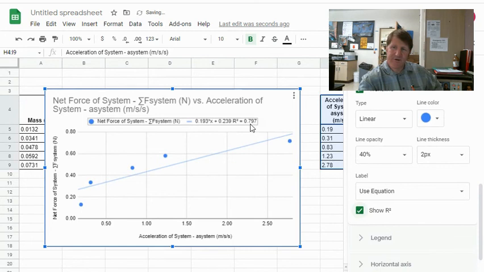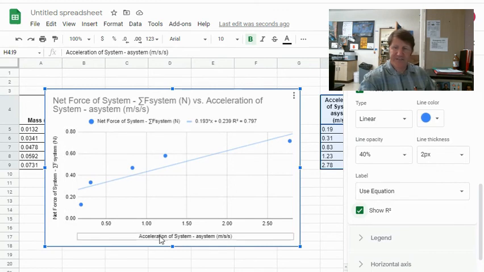My R squared is very poor, 0.797. Yours should be much closer to 1. And then the reason I clicked on use equation is if I come right there, I can see that the slope of my line is 0.193. Now recall that on a net force versus acceleration graph, the slope of that graph is going to be the mass of your system. So this is the mass, and so my mass would be 0.193. You should have a much different mass for your system than 0.193.